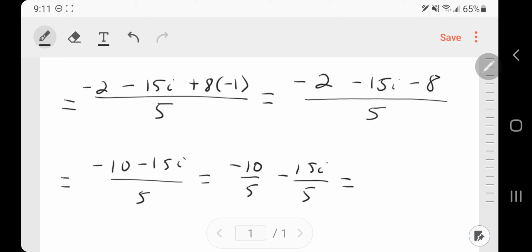And then for our final answer here, we'll just simplify each of those. So -10 divided by 5 is going to give me a -2. And then -15i over 5 is going to give me a -3i. And there's our final answer.